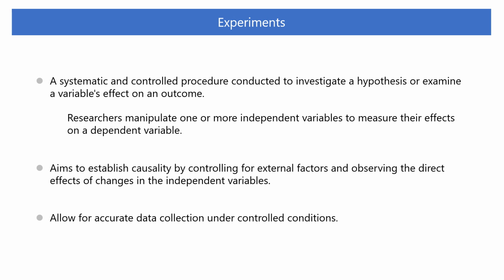An experiment is a systematic and controlled procedure conducted to investigate a hypothesis or examine a variable's effect on an outcome. In an experiment, researchers manipulate one or more independent variables to measure their effects on a dependent variable. An experiment aims to establish causality by controlling for external factors and observing the direct effects of changes in the independent variables.